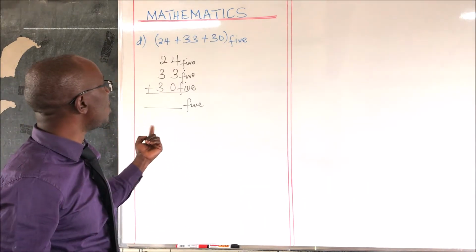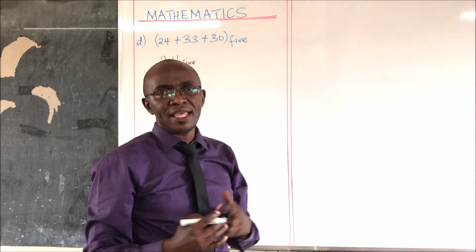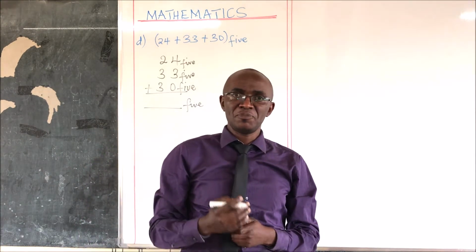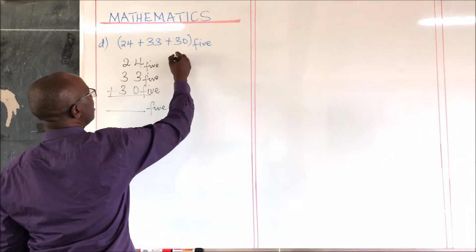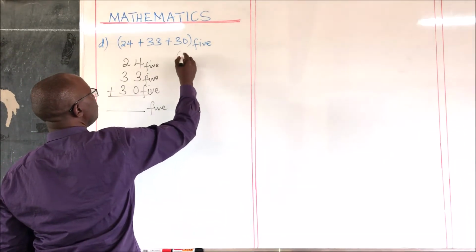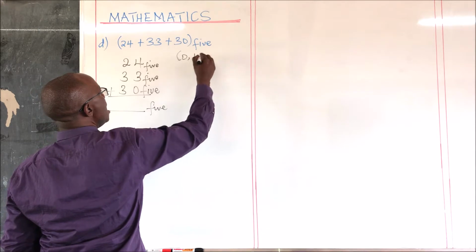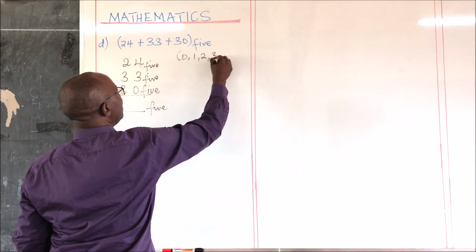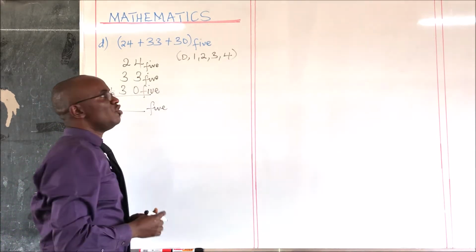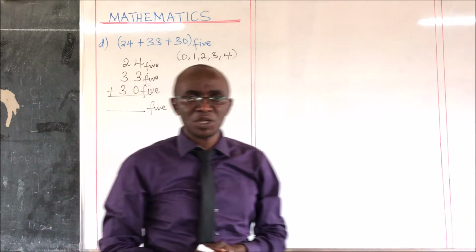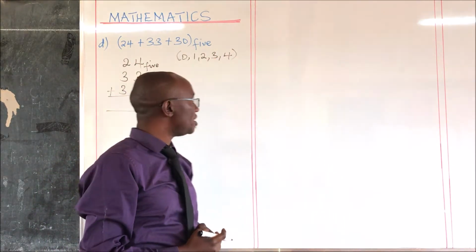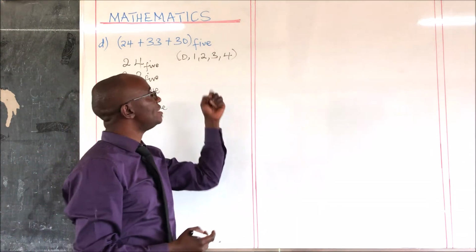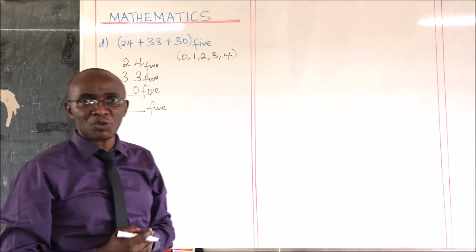Remember, there are digits used in base 5. We should know them. Let us list them aside. So these are the digits used in base 5: 0, 1, 2, 3, and 4. Remember, we said you cannot write 5 in base 5 because 5 is equal to the given base 5. And you cannot write a digit that is greater than that particular base in the question.